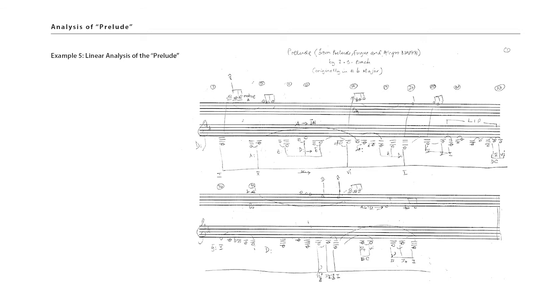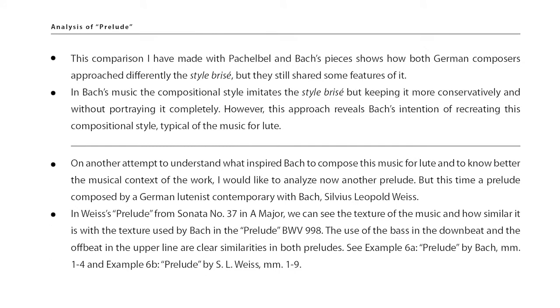So this comparison I've made with Pachelbel's variation and Bach's prelude shows how both German composers approach the style brisé differently, but they still shared some features of it. In Bach's music, the compositional style imitates the style brisé, but keeping it more conservatively and without portraying it completely. However, this approach reveals Bach's intention of recreating the sonority and the idiomatic style of the lute.